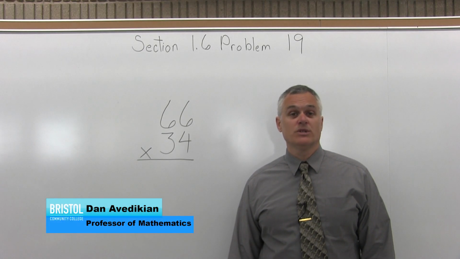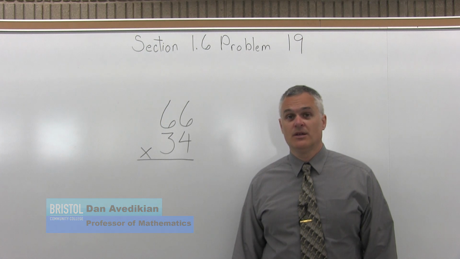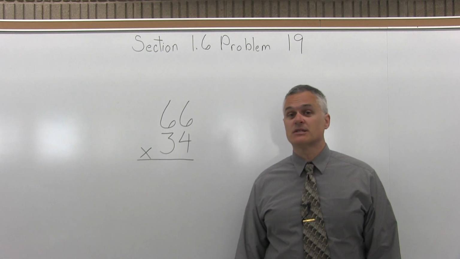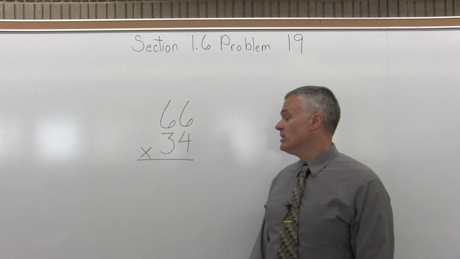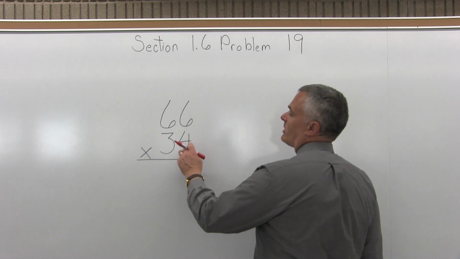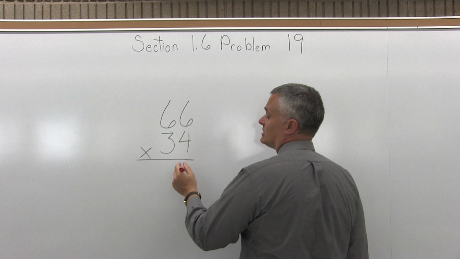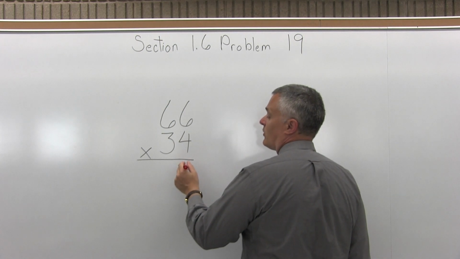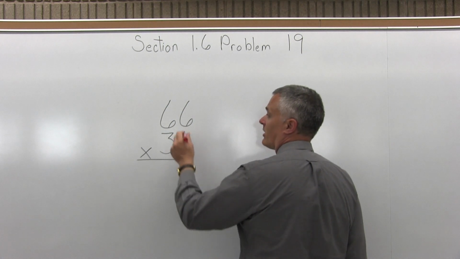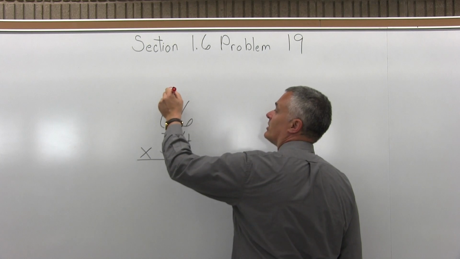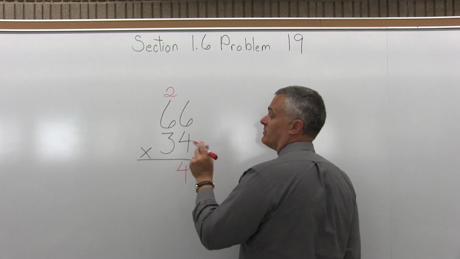This is Section 1.6, Problem 19. We have to multiply 66 times 34. So, the 4 in the bottom rightmost position gets multiplied times the top row. 4 times 6 is 24. You put the 4 from the 24 under the column where we're working, carry the 2 from the 24 to the top of the next column to the left.